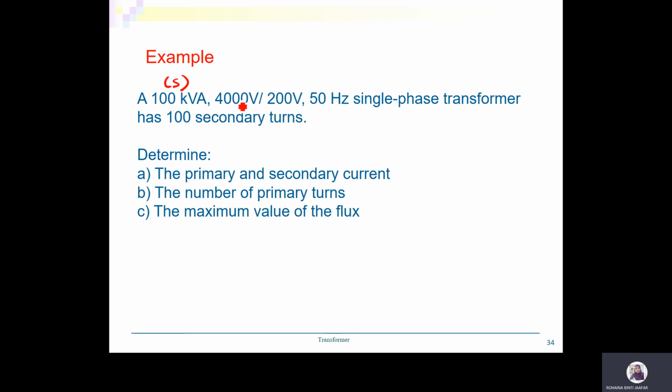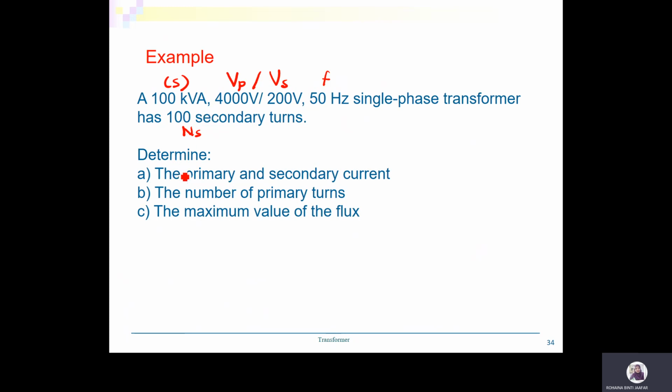Okay, and then you have to know how to read your transformer rating. So the 4000 voltage is your V primary over V secondary. So you have to know 4000 is voltage at primary over 200 is voltage at secondary, and then this is your frequency, and then you have secondary turns, which is Ns. Okay, so this information you have to know how to identify.